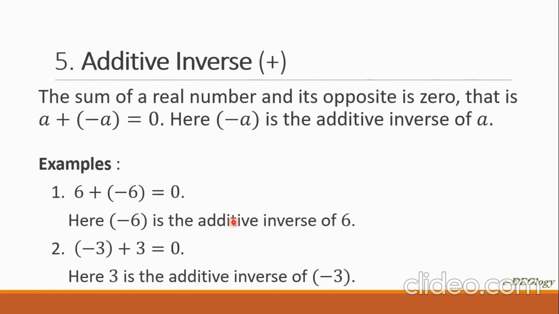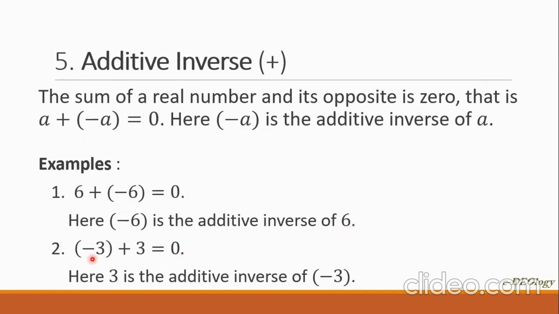Number 5 is additive inverse. It says here the sum of a real number and its opposite is 0. That is, a plus negative a equals 0, and here the minus a or negative a is the additive inverse of a. We have 2 examples. 6 plus negative 6 equals 0. Here, negative 6 is the additive inverse of 6.